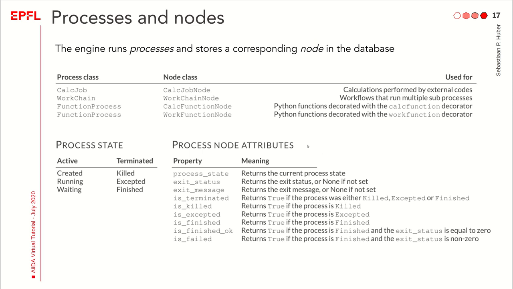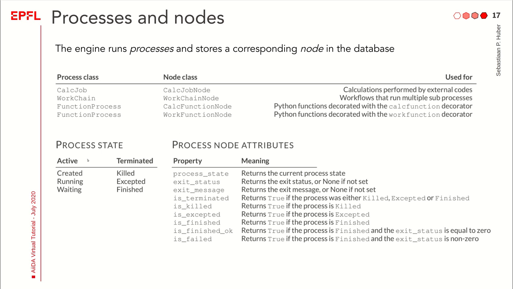Finally, there's an important concept. There's a distinction between processes and nodes. When you run a process, so either a workchain or a calc job, the engine will run a process and it will store a node in the database as a proxy, as a reference of itself. And so there's this duality between processes and nodes. And so here you have a small table that gives you an overview of which process class gives which node class. So a calc job, this is the arithmetic add calculation example that I showed you, will create a calc job node. And this is for calculations that are performed by external codes. And likewise a workchain produces a workchain node, which are workflows with these multiple steps that are shown.